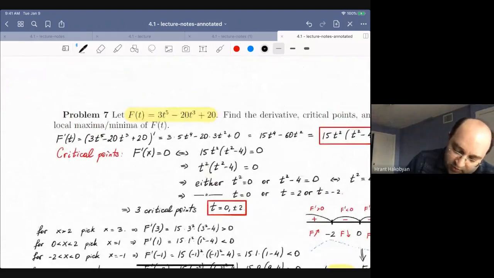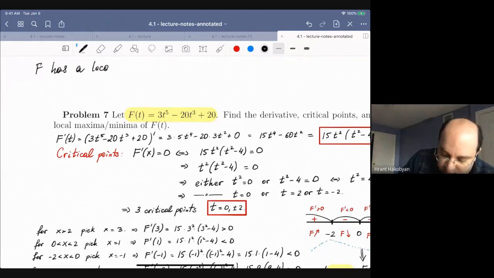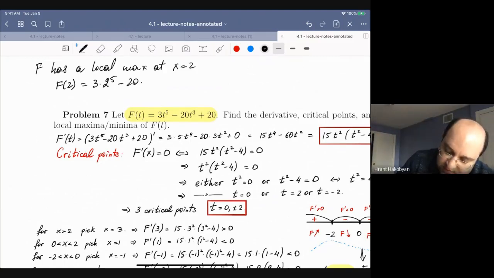So here I'm going to write it. F has a local maximum at x equals 2. So I'm just going to plug 2 here. Instead I'm going to do f of 2. That's going to be 3 times 2 to the power 5 minus 20 times 2 to the power 3 plus 20, right?